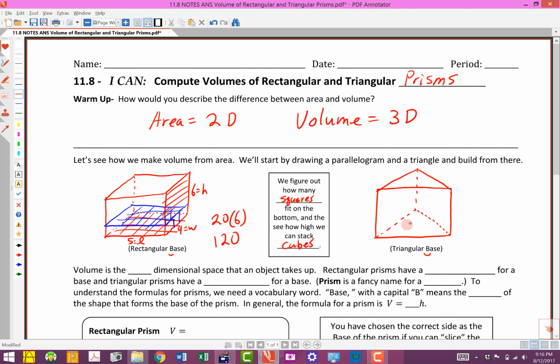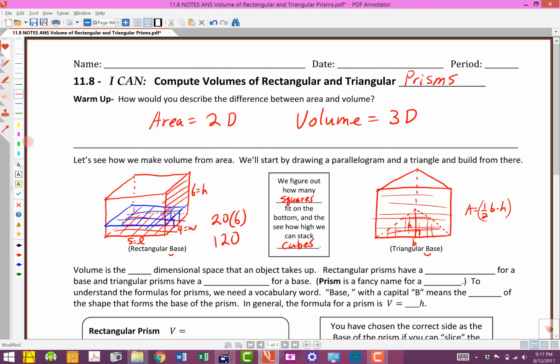Okay, so the way we would figure this out is we would figure out, well, how many squares can I stack on the bottom? So I'm going to have the base times the height. So we would find the area of that base, 1/2 base times height. Let me make that look right. Okay, so we'd figure that out, and then we'd figure out how tall we could stack those. So we'd do the same thing. Once we figured out how many we could put on the bottom, like this, we'd figure out how tall we can stack it. And that looks a little bit funny, but that's the basic idea.